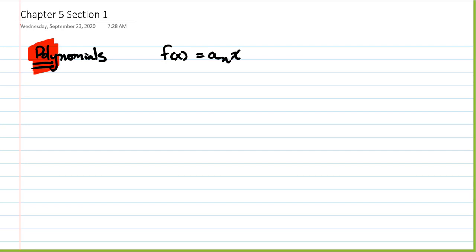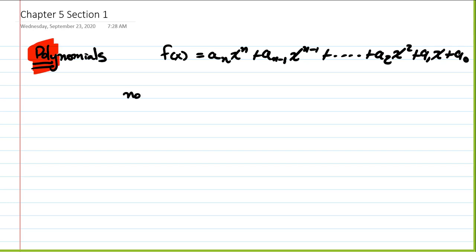a sub n x to the n plus a sub n minus 1 x to the n minus 1 plus dot dot dot all the way down to a sub 2 x squared plus a1 x plus a0. So the reason we're using all of these subscripts, a sub 0 through a sub n, is to represent constants. So we have that a sub i is a constant.